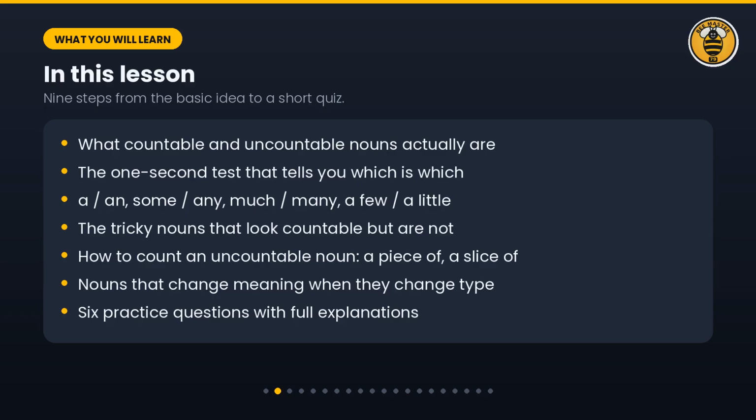Here is our plan. First, what these two types of noun actually are. Then the 1 second test that tells you which is which. Next, the words that go with each type: a and an, some and any, much and many, a few and a little. After that, the tricky nouns that look countable but are not, and how to count an uncountable noun. Then the nouns that change their meaning when they change type. And finally, 6 practice questions with full explanations.